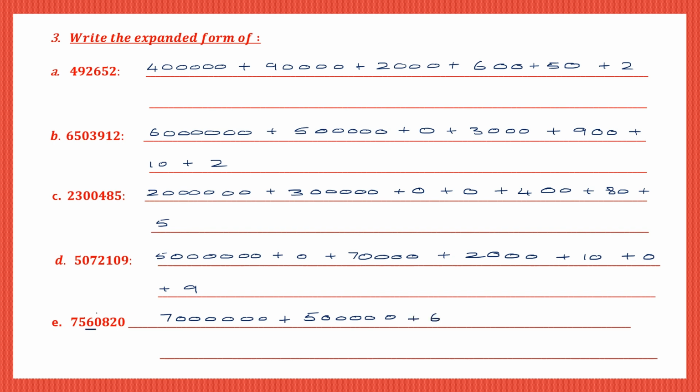Count how many digits there are. 1, 2, 3, 4 digits after 6. So 4 zeros. 1, 2, 3, 4. So that is 60,000. Now let's take the next digit, which is 0.